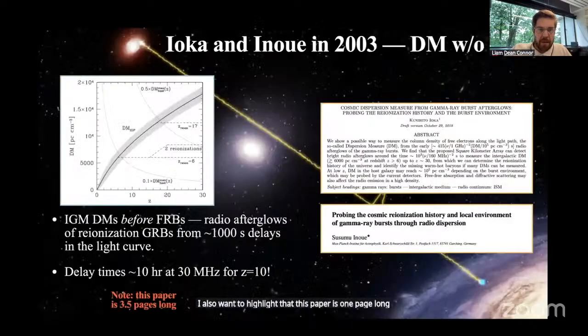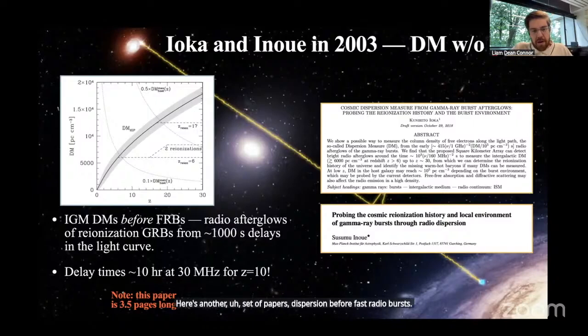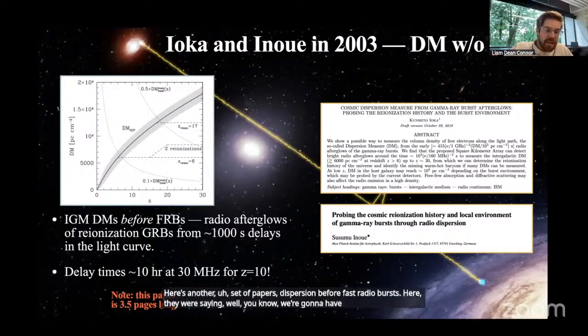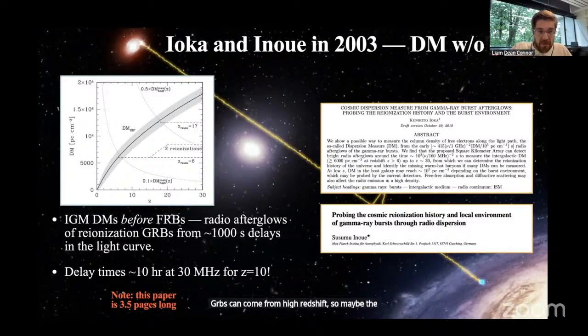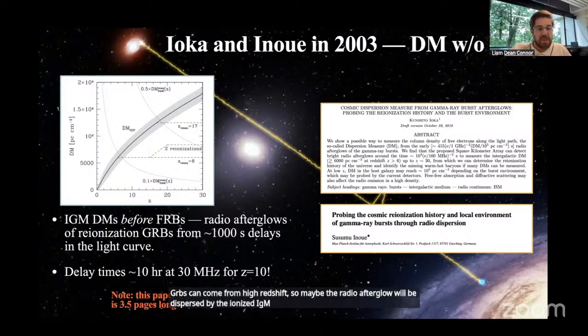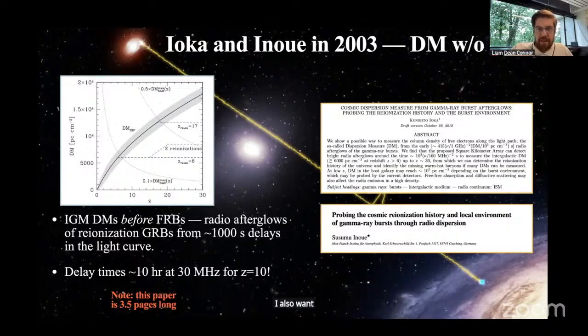Okay. Here's another set of papers, dispersion before fast radio bursts. Here they were saying, well, we're going to have this extremely sensitive low frequency array, SKA-Low. GRBs can come from high redshift, so maybe the radio afterglow will be dispersed by the ionized IGM if they come from sufficiently far away. So you can get a dispersion delay of 10 hours at 30 megahertz for an object at redshift 10. I also want to point out that at least the Ioka paper was 3.5 pages long.